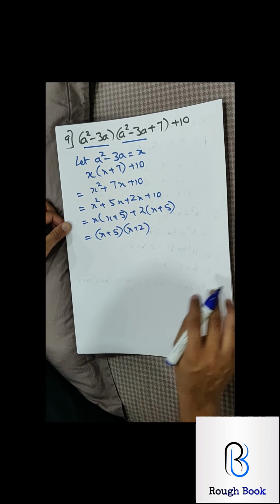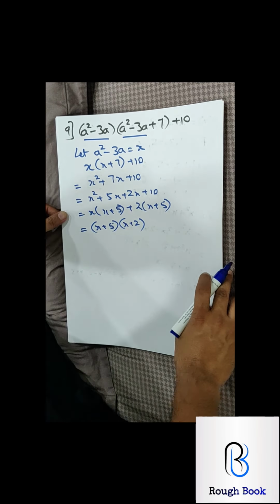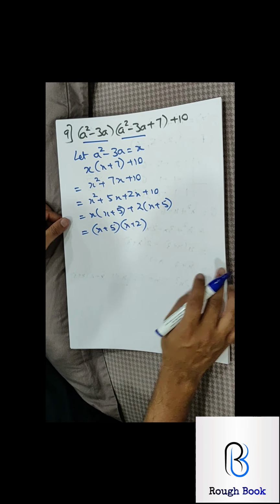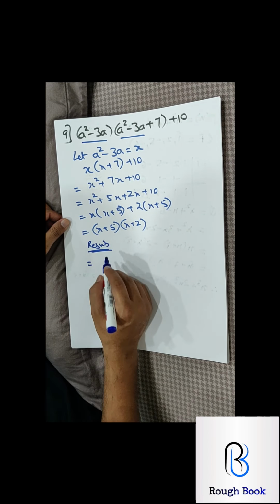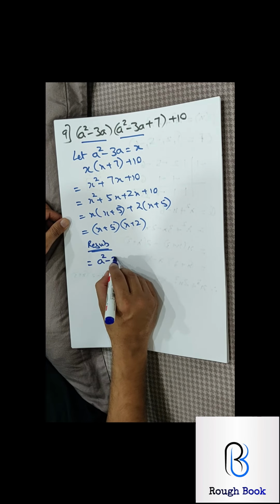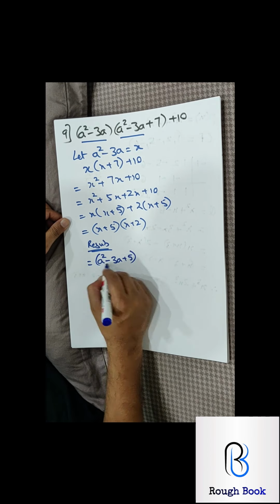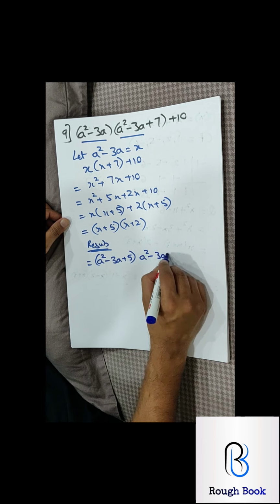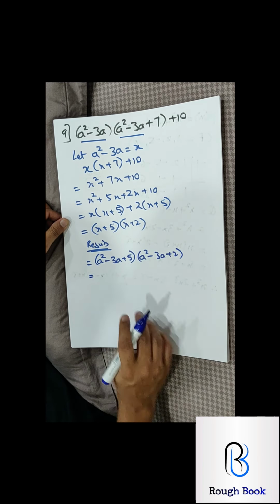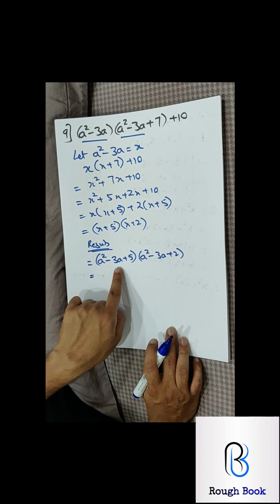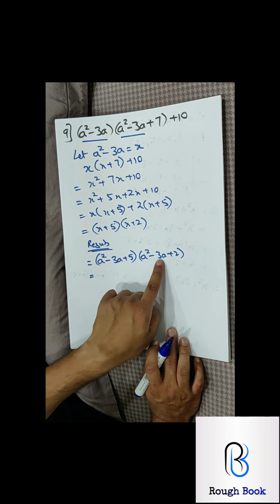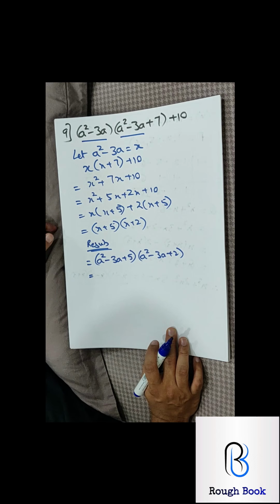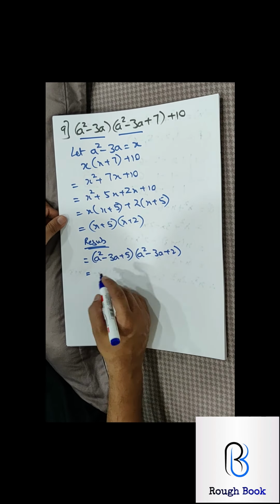People come here, they get excited and they leave the sum there itself. Don't forget, you need to resubstitute. So x will become a square minus 3a plus 5 and a square minus 3a plus 2. Now if this can be split further, you need to do that. For example, 5 ones are not possible. But here 2 ones are minus 2 minus a possible. So then I'll have to split this one at least.